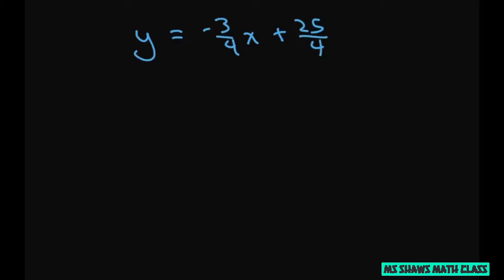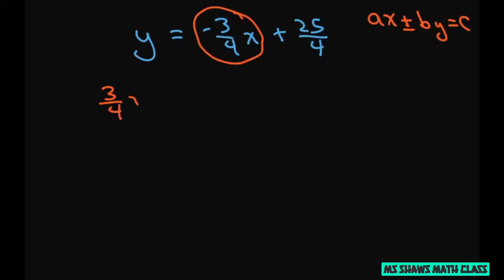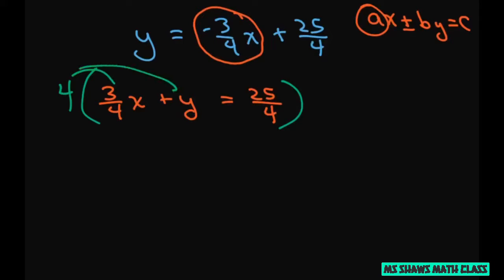So this last bit, I'm just going to put this in standard form. Standard form is ax plus or minus by equals c. All right, so I'm going to move this, x goes first. We get 3/4 x plus y equals 25/4. Now the problem is your a can't be a fraction. So we're going to have to multiply this whole thing through by 4. So you multiply 4 by each of these, and you're going to get 3x plus 4y equals 25. And that's it.